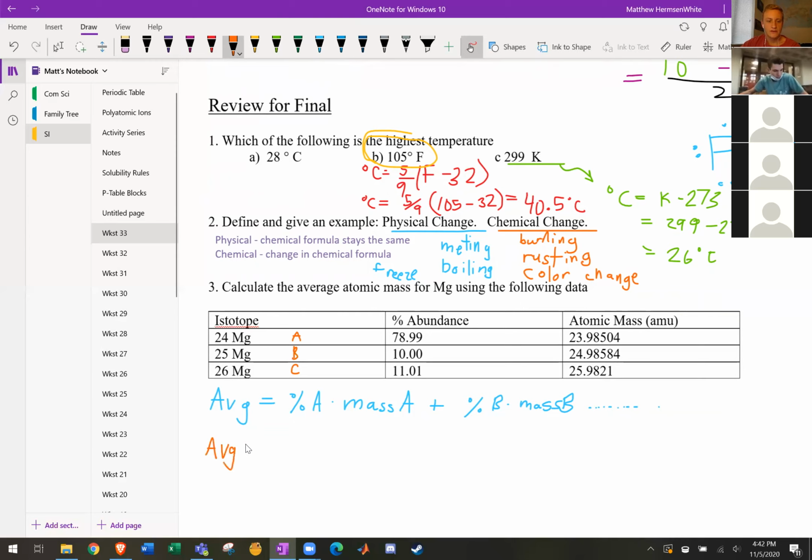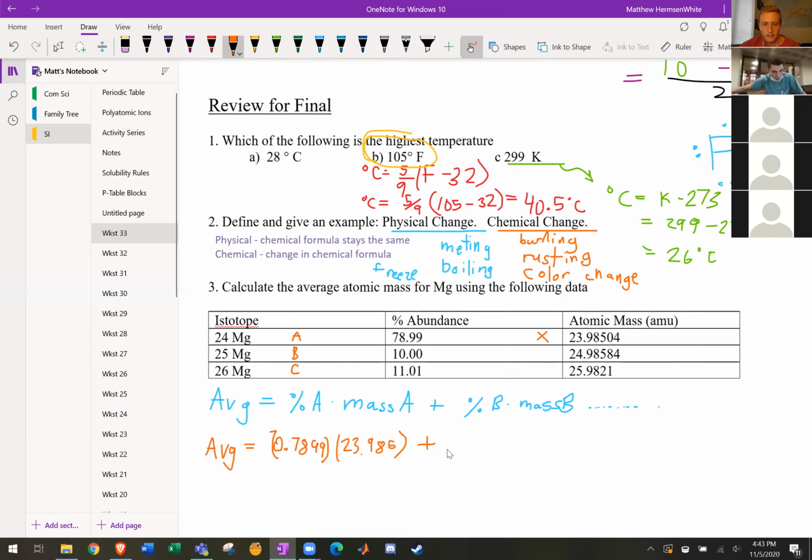So the average is going to be the percent of A, which is 79. And don't forget, we have to write this in decimal notation. So 0.7899 times its mass, which is given here, 23.985. I'm just going to round a little bit just because I don't want to write so much. So these two numbers, we're going to multiply these ones.